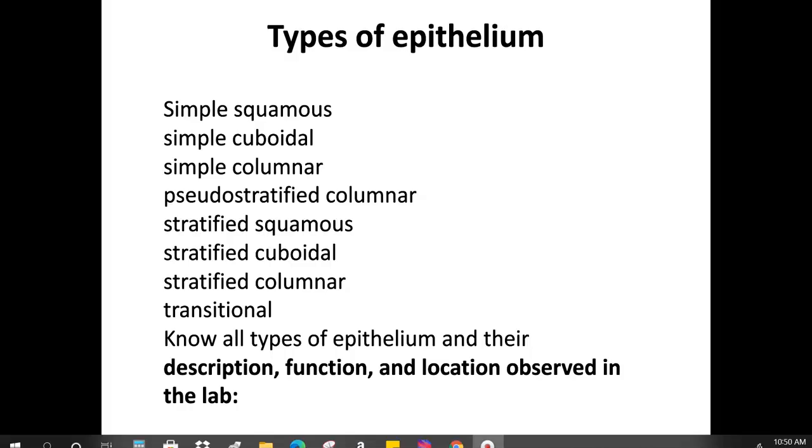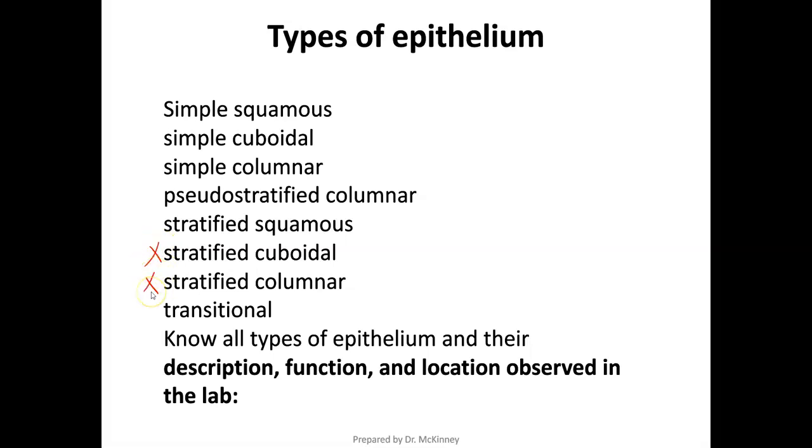And then the shape of the cells: squamous, cuboidal, columnar, and transitional is a special type, and we will discuss that when we get to transitional epithelium. But the name is it transitions from one shape to another, so that's why it's called transitional. We will look at slides of all of these except for the stratified cuboidal and the stratified columnar. Although there are examples of those in the human body, they are not as common as the other ones, so that's why we don't look at those. And sometimes they're a little bit more difficult to identify under the microscope.